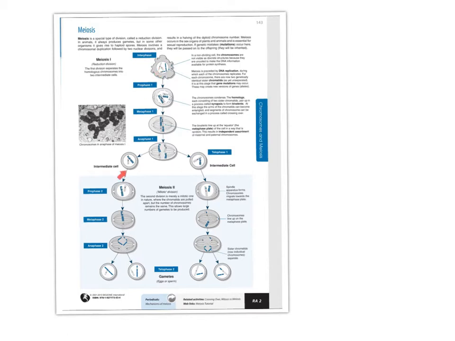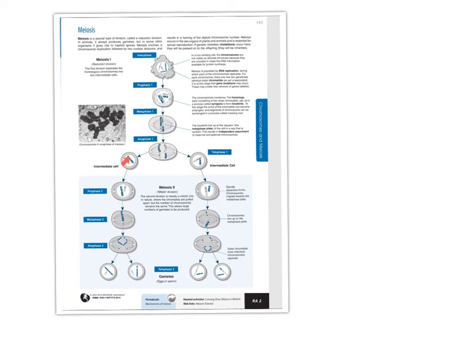We had 4, now we have 2. So we've actually already technically gone down from 2n to 1n. But we do have still 2 copies, right, of each chromosome here. So it depends how you look at it.